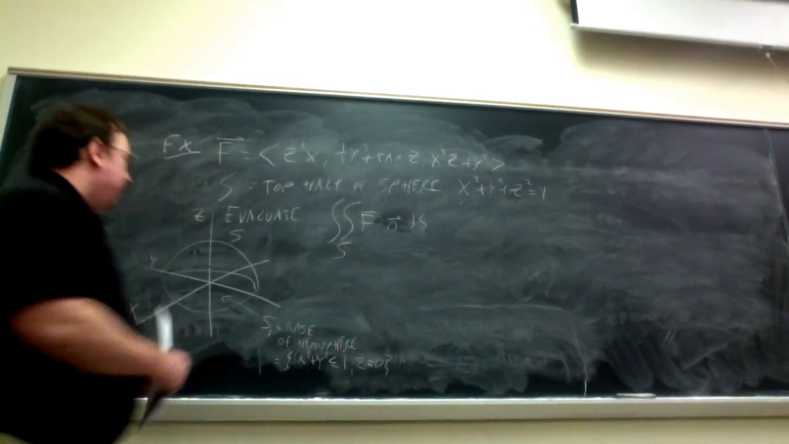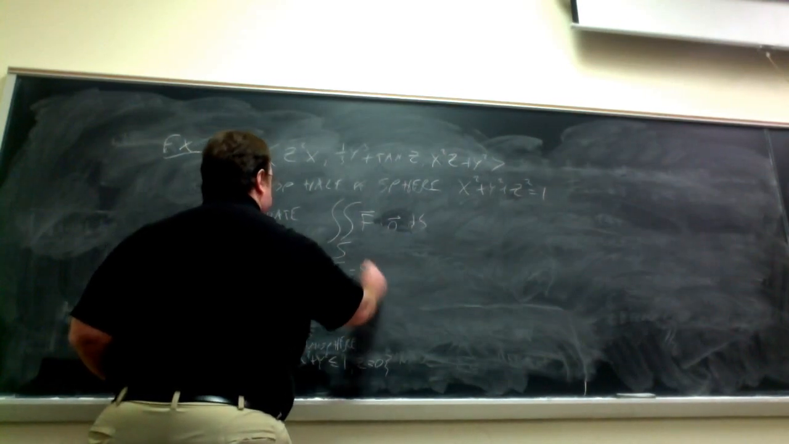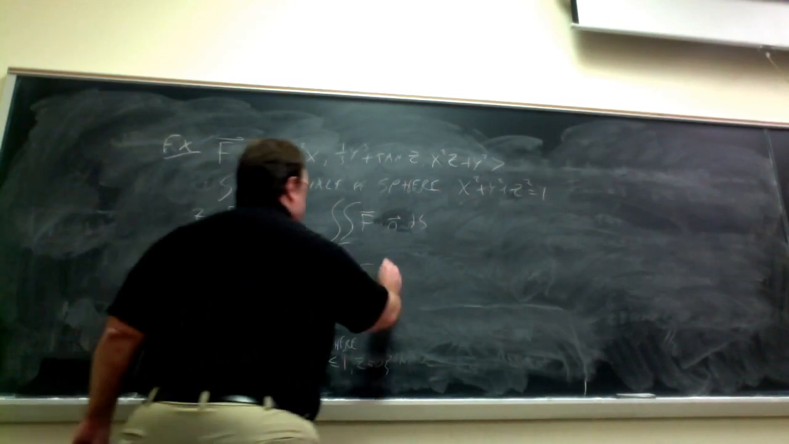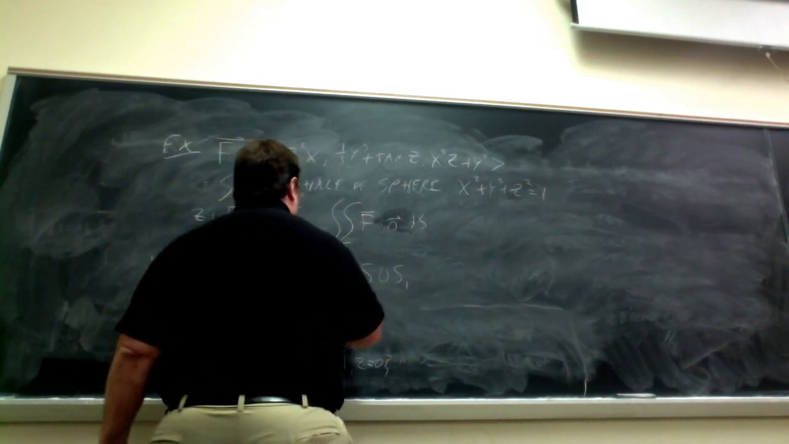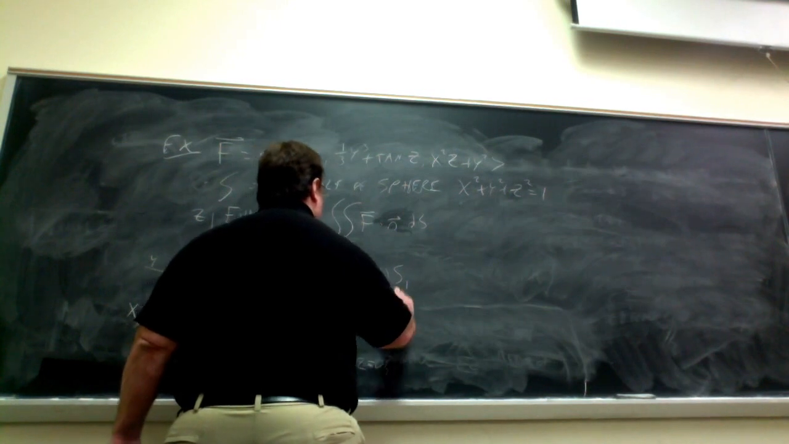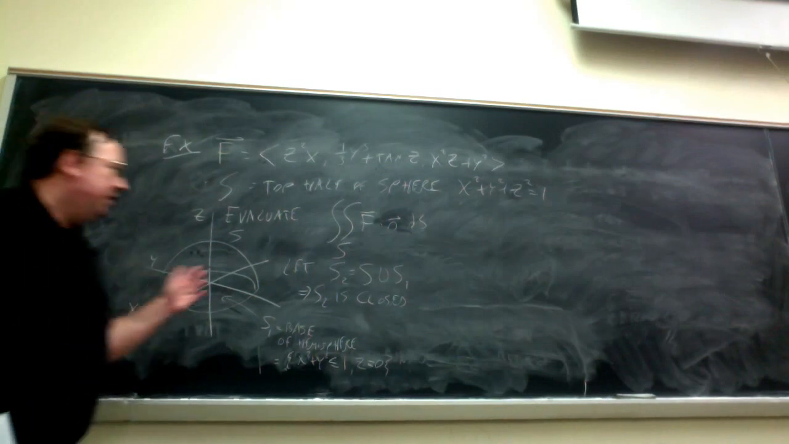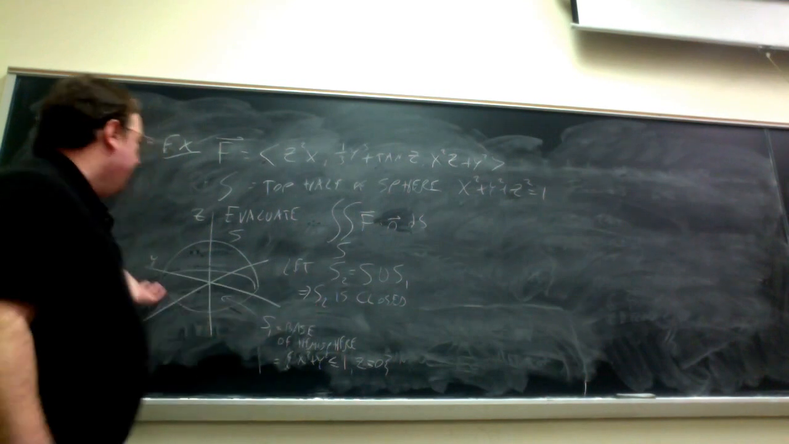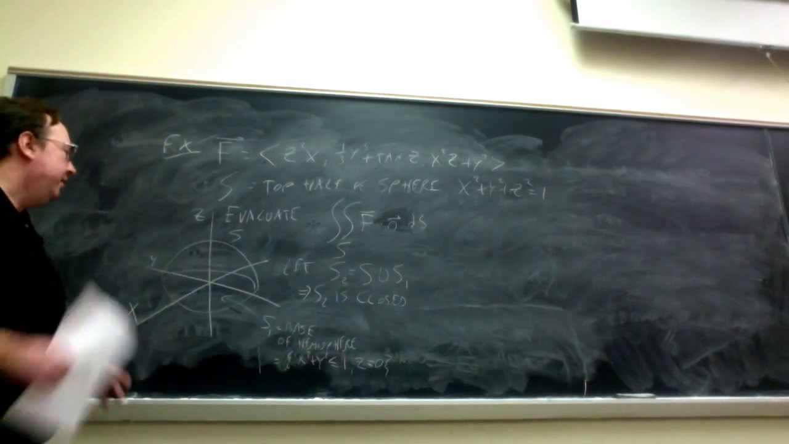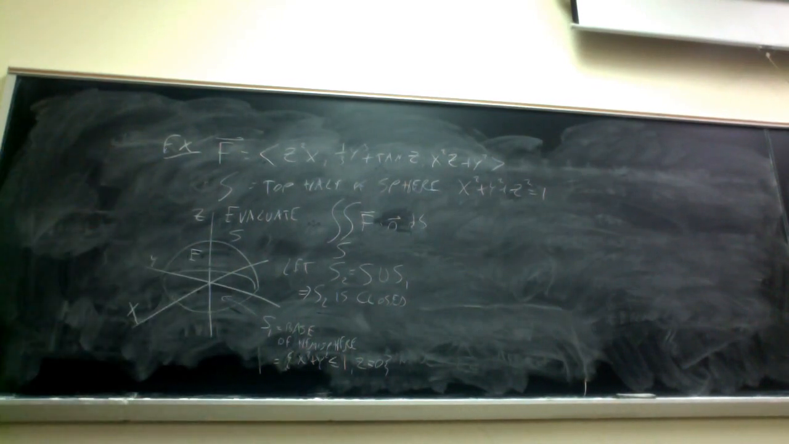Okay, so if I let S2 be equal to my original surface S union S1, then S2 is a closed surface. So I cannot apply the divergence theorem directly to S. I can apply it to S2 because now I filled in the rest of the boundary. And so my solid is everything that's inside this. So it's the top half of the unit ball.